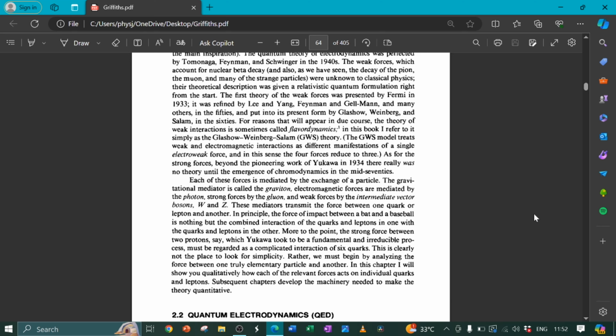Rather, we must begin by analyzing the force between one truly elementary particle and another. In this chapter, I will show you qualitatively how each of the relevant forces acts on individual quarks and leptons. Subsequent chapters develop the machinery needed to make the theory quantitative.